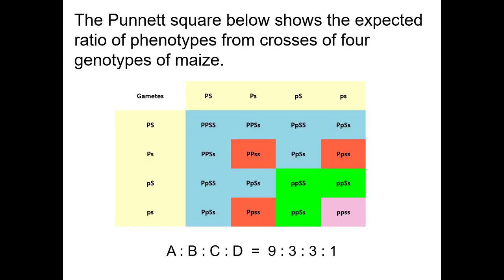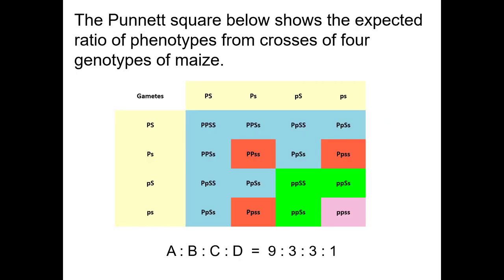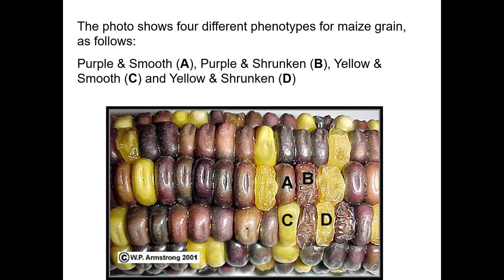So the Punnett square below shows the expected ratio of phenotypes from crosses of 4 genotypes of maize. So we've got purple and smooth, purple shrunken. We've made a ratio that for every one of category D we find, we expect 3 of category C, 3 of category B, and 9 of category A.